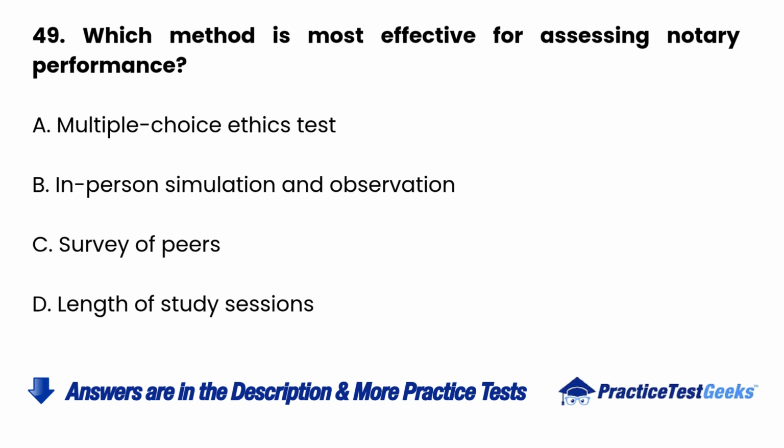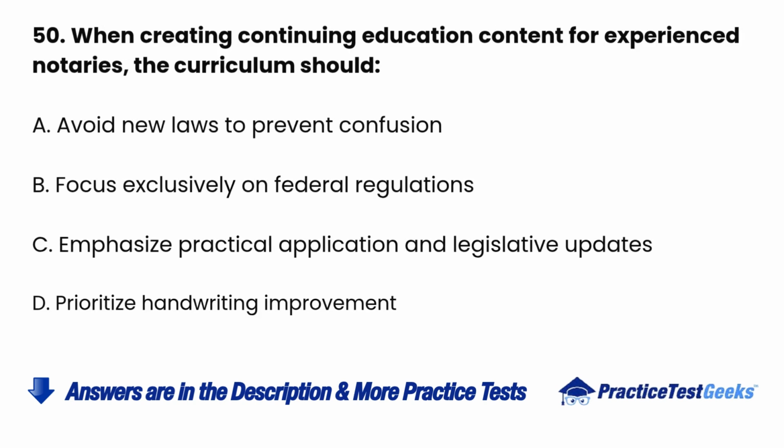49. Which method is most effective for assessing notary performance? A. Multiple choice ethics test. B. In-person simulation and observation. C. Survey of peers. D. Length of study sessions.